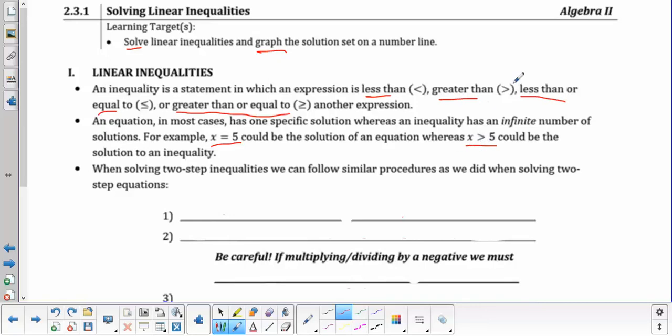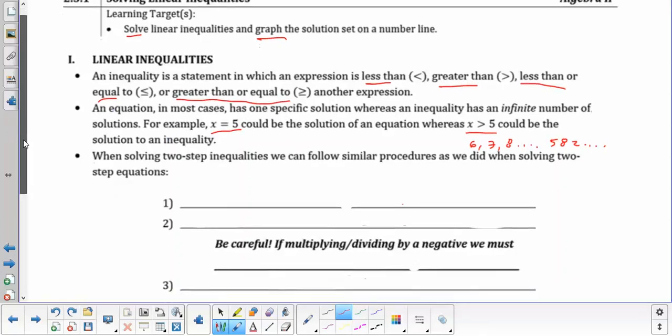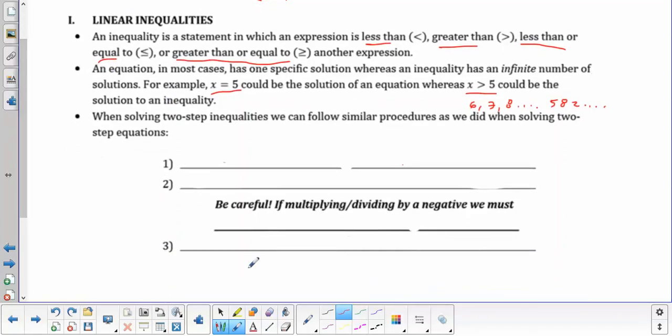So if we said something like x is greater than 5, we could say 6, 7, 8, 582, so on and so forth. So there's an infinite amount of solutions with an inequality versus just a single value for an equation. So the procedure for doing this is pretty much the same thing as a two-step equation.